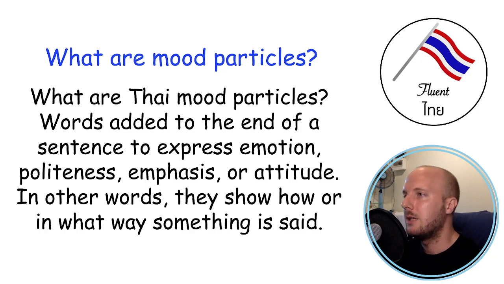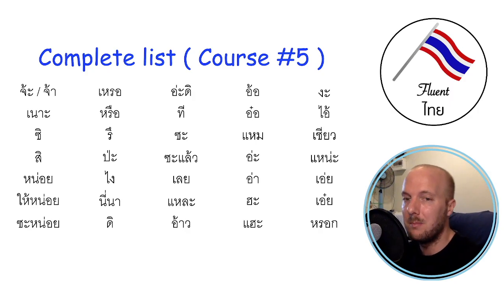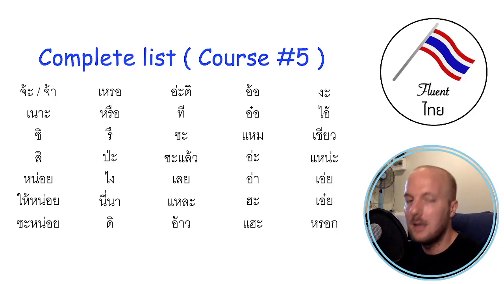They are words added to the end of a sentence to express emotion, politeness, emphasis, or attitude. In other words, they show how or in what way something is being said. So this is quite a complete list. It's not all of them, but there are a lot. Wow, it's because we have a lot of emotions, we have a lot of moods when we say something, right?